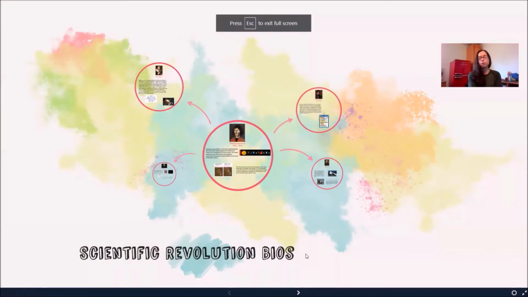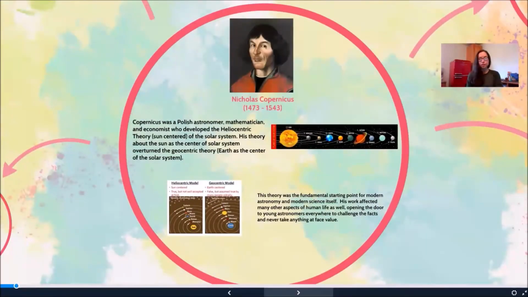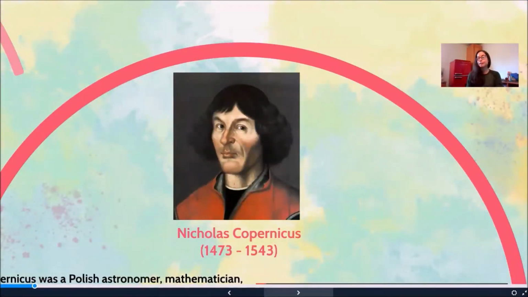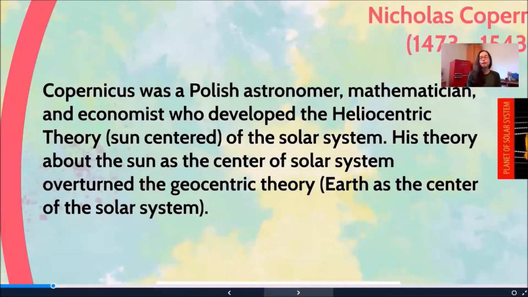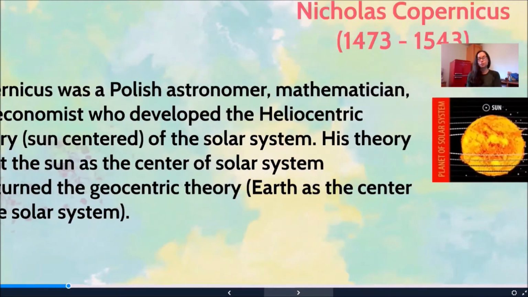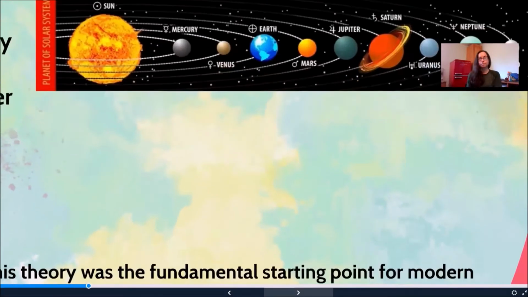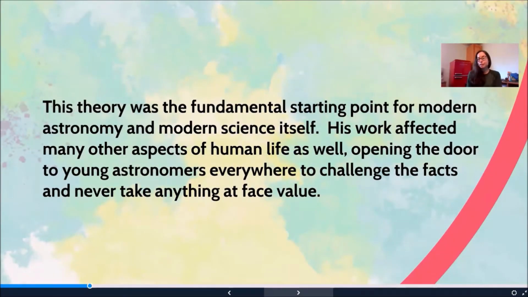Let's look at some important people from the scientific revolution. You'll have already seen some of them. We talked about Copernicus. He lived from 1473 to 1543, and was a Polish astronomer, mathematician, and economist. He's the one who developed that heliocentric theory, which said that the sun was the center of the universe. This theory was a fundamental starting point for modern astronomy and modern science itself.